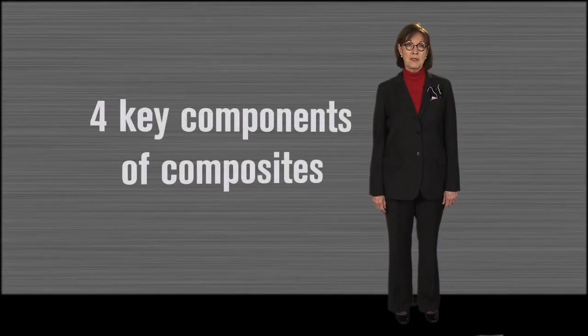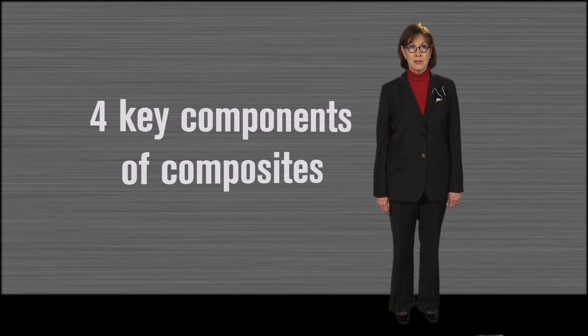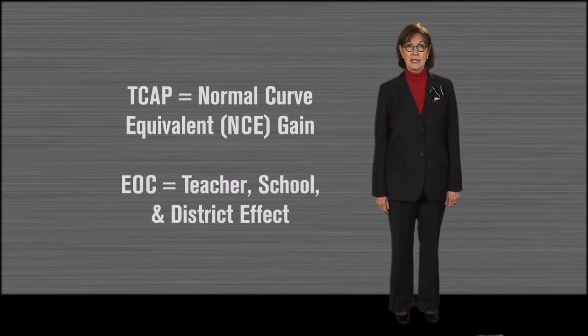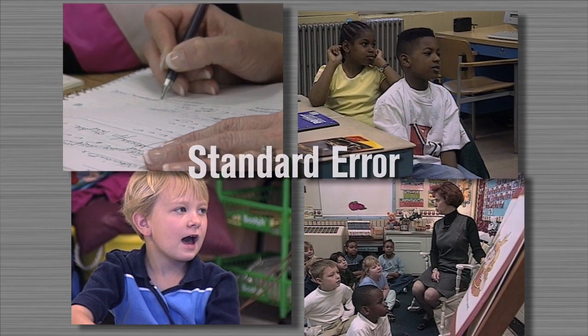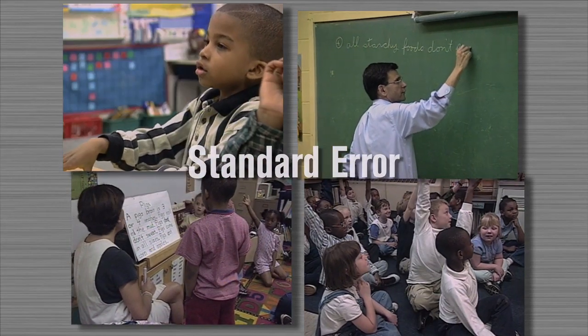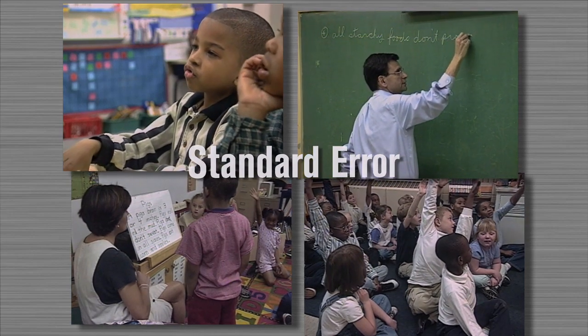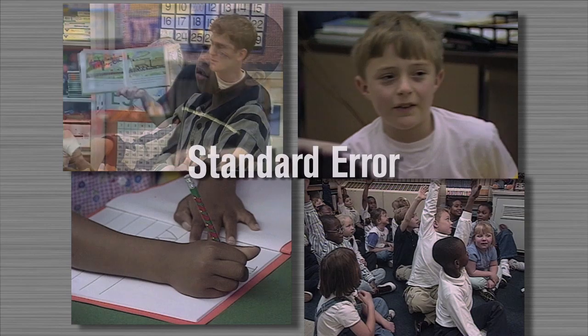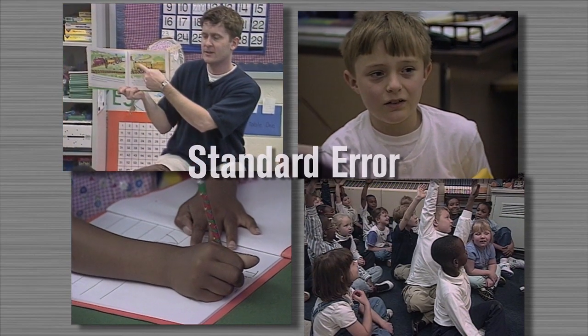Before we take a look at specific examples, let's talk about the 4 key components of composites. First, we have the NCE, Normal Curve Equivalent Gain, TCAP, or Teacher School District Effect for end-of-course assessments. The second component is standard error. This provides a measure of uncertainty around the progress estimates. The size of the standard error is affected by the number of students and the amount of data for each student used in generating the progress estimate, as well as the variability of the student data. Both the standard error and NCE gain or effect are the same as was reported in previous years.